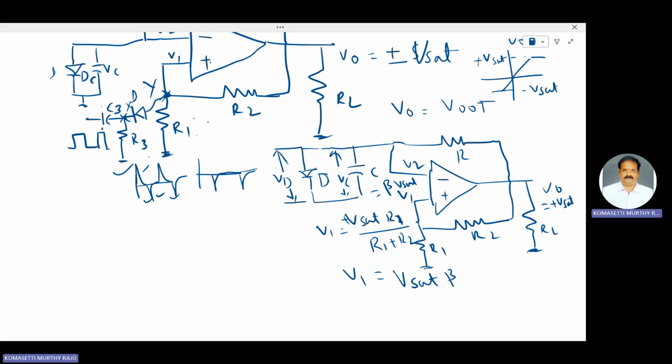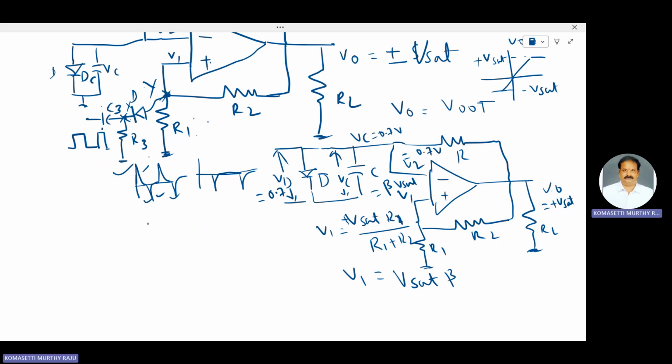the diode D is forward biased. Therefore, across that diode the capacitor is connected. Whenever the diode is forward biased, the voltage VD is equal to 0.7 volts. Therefore, VC is also 0.7 volts. Therefore, V2 is equal to 0.7 volts.